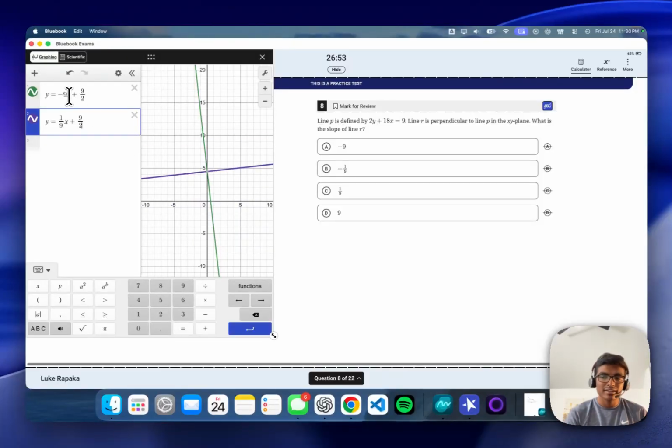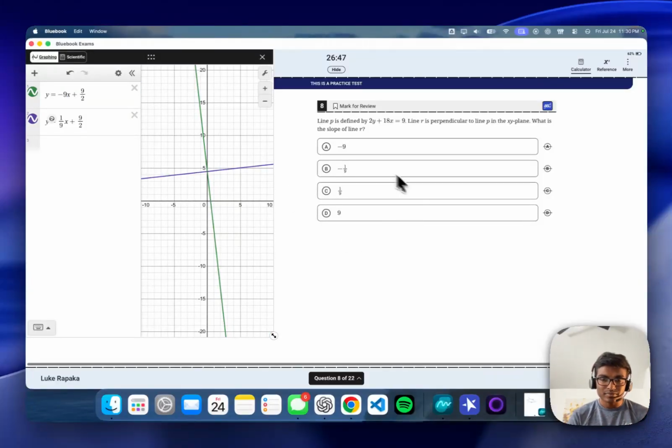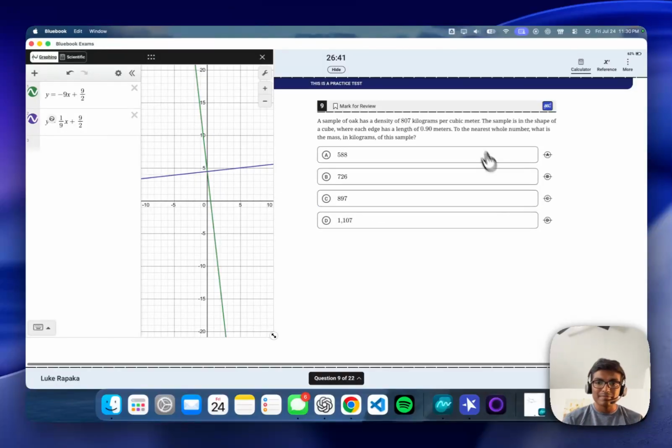So just to find the perpendicular slope, just take the negative reciprocal. That's what it is. What is the slope? So it's 1/9. That's their answer. Boom. Okay.